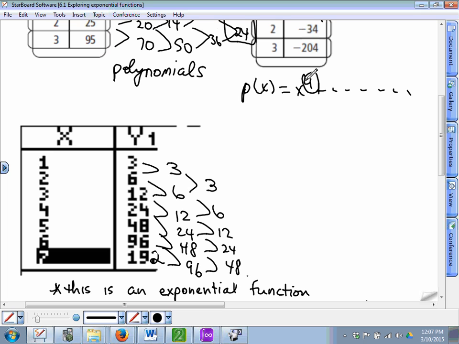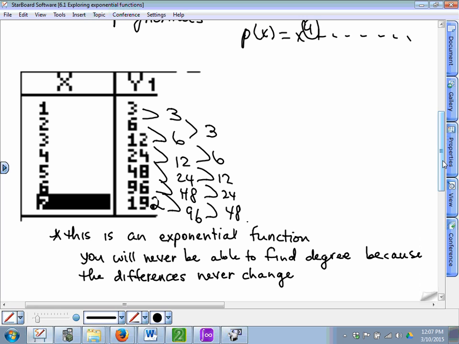Exponentials don't have degrees, okay? Because you're never going to get to the same difference out here. So write that down. You'll never be able to find the degree because these differences never change. It's always 3, 6, 12, 24, then 3, 6, 12, 24. So does it have a degree? Doesn't have a degree, no.